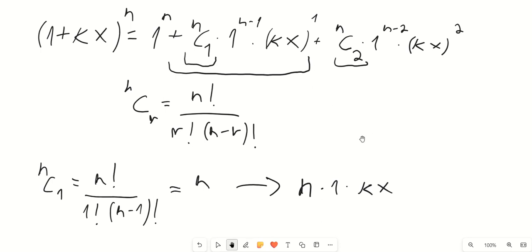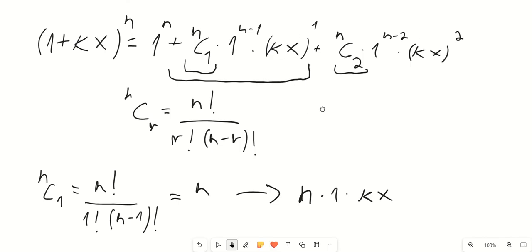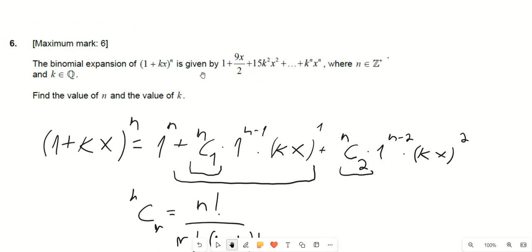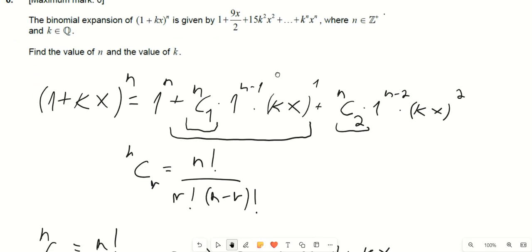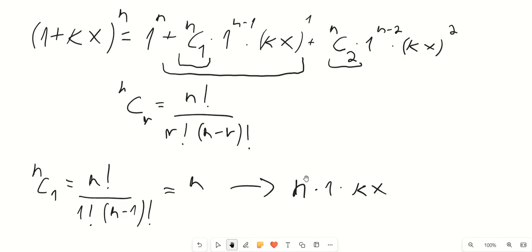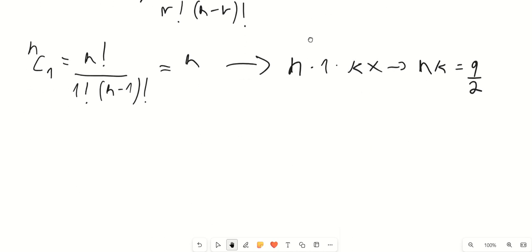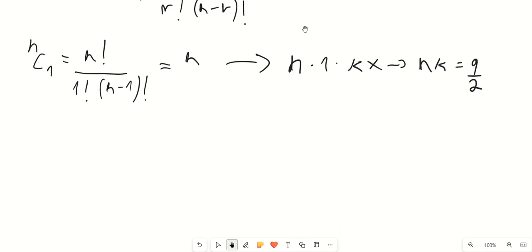And now if I look at the expansion that they gave, I see that the term with x had a coefficient 9 over 2. This is the term with x, and therefore I can identify that nk is 9 over 2. Now I will move on and calculate nC2.